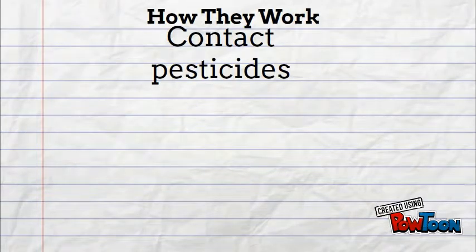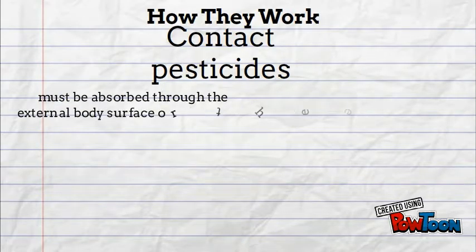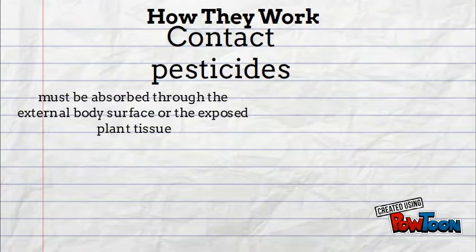Contact pesticides are a variant of pesticides that must be absorbed through the external body surface or the exposed plant tissue. Put simply, this means that it must make direct contact with the plant or bug.